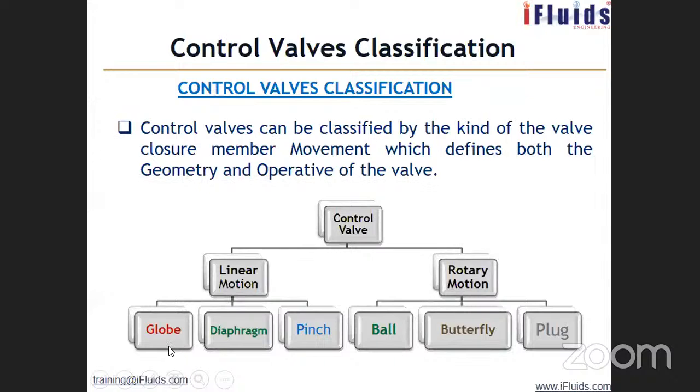It raises up and down with the diaphragm. It's also raising up and down, of course. The gate valve also is linear motion, but the gate valve is not used for regulation because of its slow movement in operation. The pinch valve we have also seen. These are all valves where the movement of the valve element inside is up or down. Whereas in rotary motion, you have seen the ball is revolving, rotating inside. The butterfly can be revolving, and the plug also can be the revolving type. It's just like a ball valve, only the shape is different.